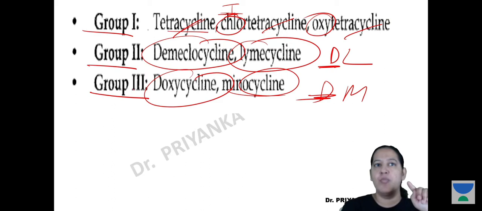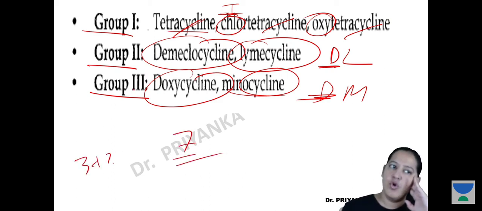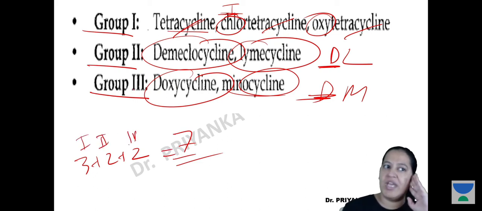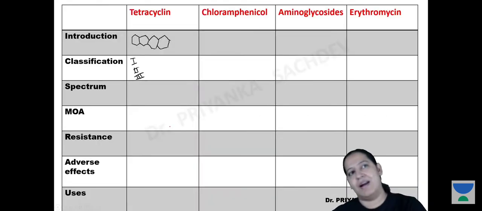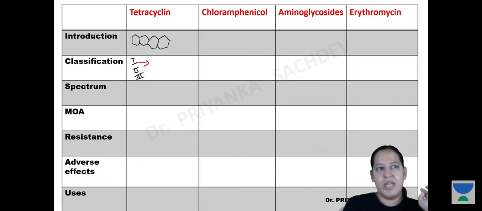So there are 3 groups: 3 plus 2 plus 2, total 7 drugs. You should know the names. Group 1, Group 2, Group 3. You should recite the names again and again. So in Group 1 there are 3 drugs: tetracycline, chlortetracycline, oxytetracycline.